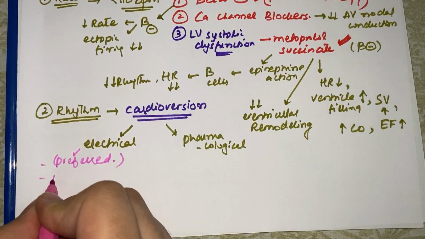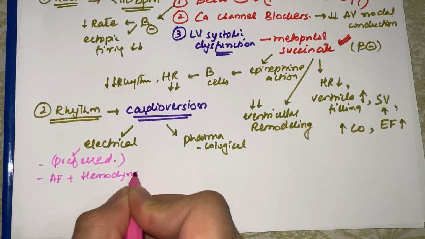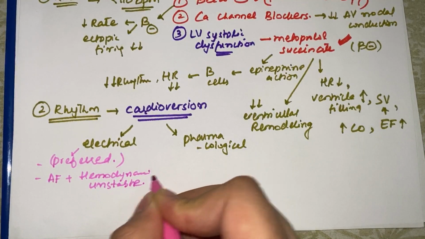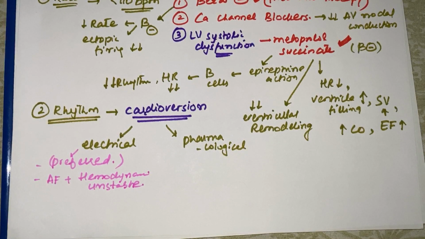Plus, if a patient comes with atrial fibrillation and is hemodynamically unstable, then we go first for electrical cardioversion.